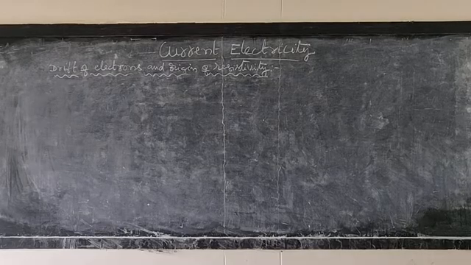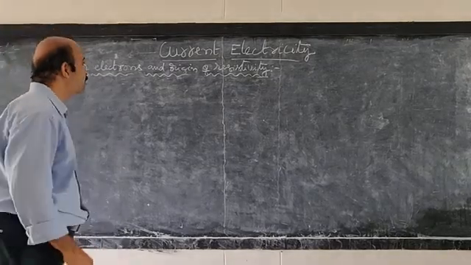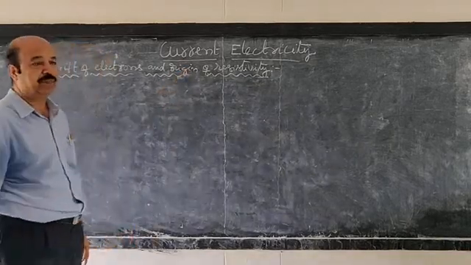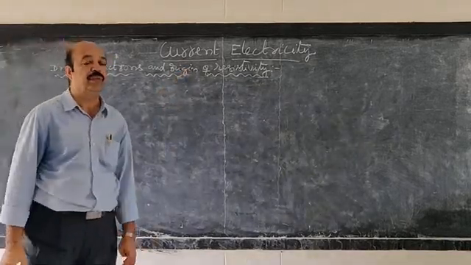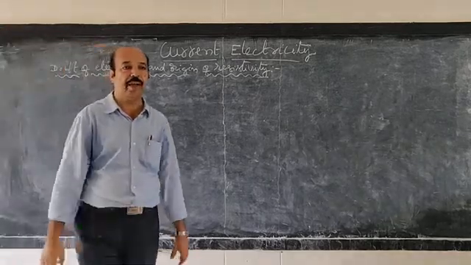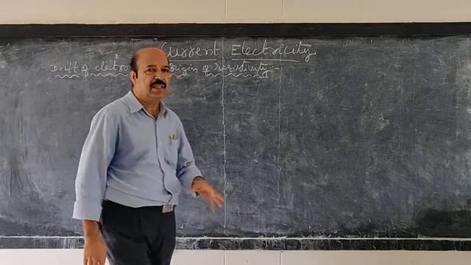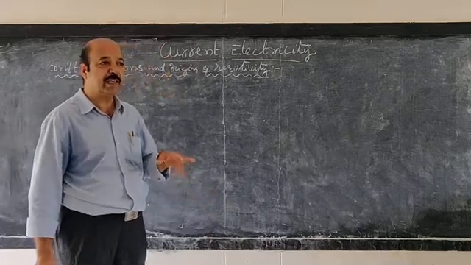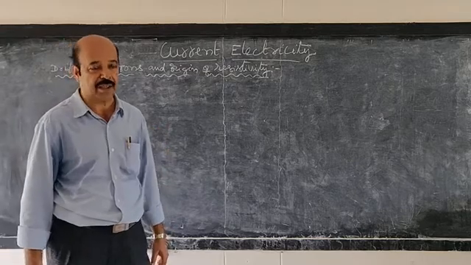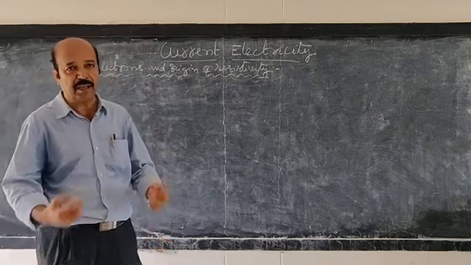Now we will discuss the drift of electrons and the origin of resistivity. In the absence of any electric field applied on the charge carriers, they don't have a resultant mobility or a resultant velocity in any given direction because of thermal agitation.